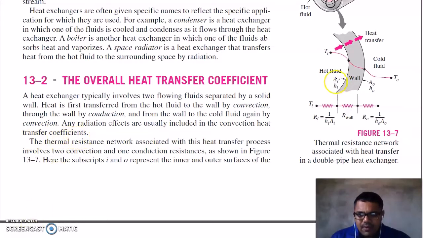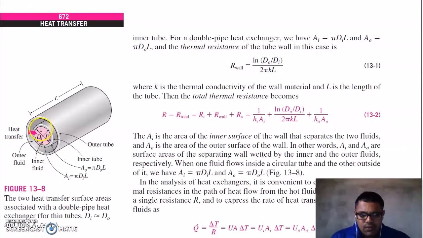So here subscript i represents the inner wall and o represents the outer surface. So this is your inner tube, this is the outer tube. If heat transfer is from the outer tube to the inner tube, in that case the surface area of the outer tube is A_o equal to pi d_o L, and for the inner tube the surface area is A_i equal to pi d_i L, and both areas must be equal if the thickness is very small, meaning d_o is equal to d_i when your tube thickness is very small.